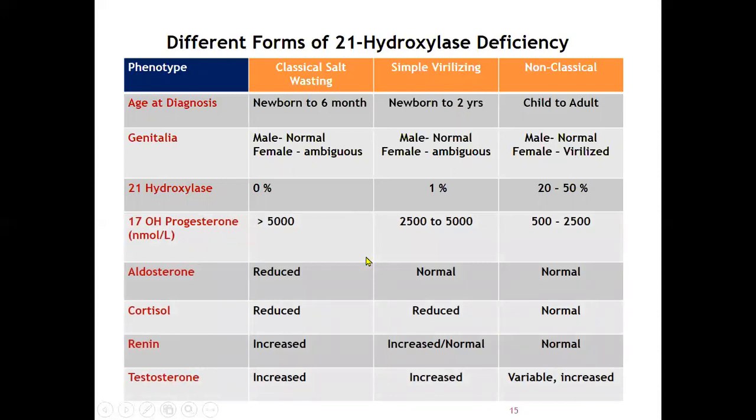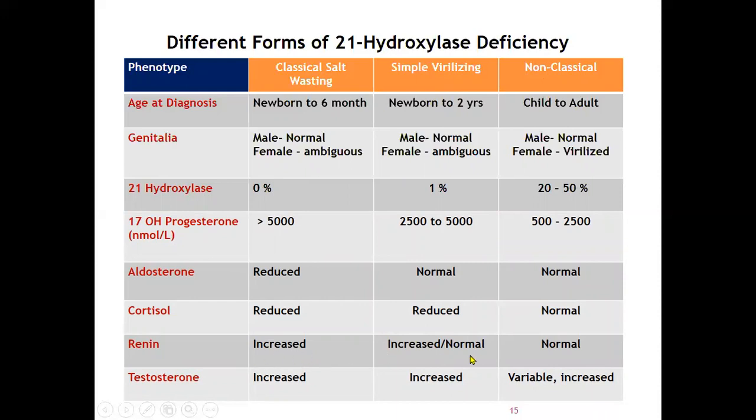Same as we discussed in the last slide, 17-hydroxyprogesterone is more than 5,000 nanomole in one form, 2,500 to 5,000 in another, and 500 to 2,500 in the third. It shows the severity because of the deficient activity of the enzyme. Then aldosterone is reduced. It may be normal in simple virilizing and in non-classical. So is the case with the cortisol. It may be normal in non-classical.